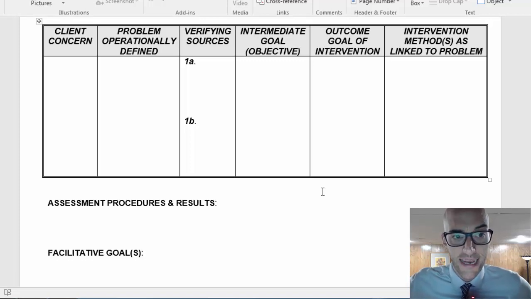The second one is probably easier. Jane, the client concern is just that the agency wants to recruit more volunteers. Operationally defined problem, number of new volunteers recruited per month.